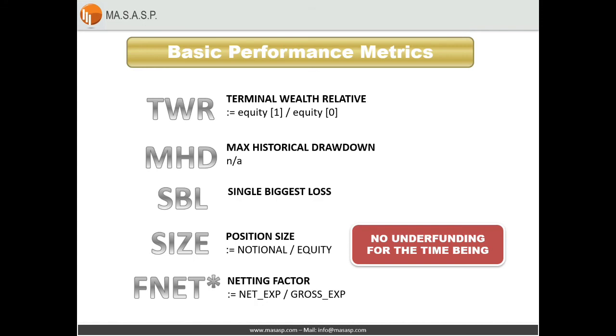At last, we have the netting factors discussed in Lesson 5. These are multiplication factors to be applied to the gross performance figures in order to turn them into net figures, accounting for the transaction costs and the time decay when applicable.